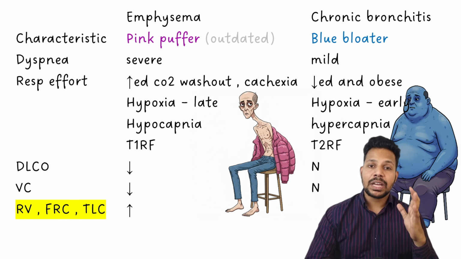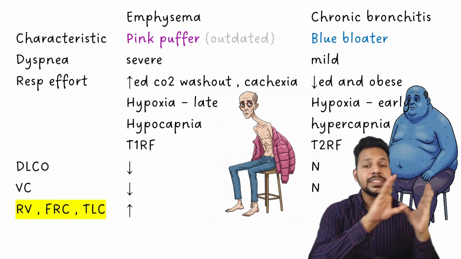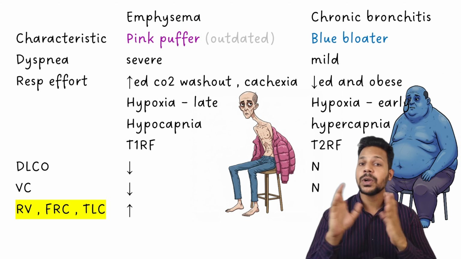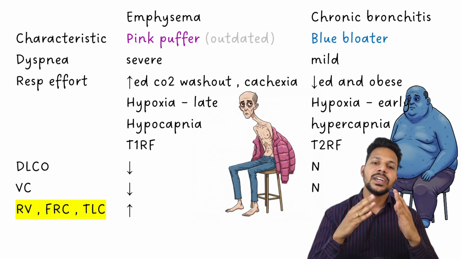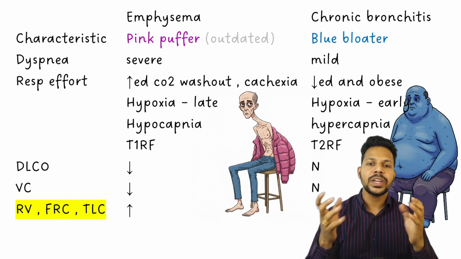So when we are talking about emphysema, we are talking about emphysema predominant COPD. When we are talking about chronic bronchitis, we are talking about chronic bronchitis predominant COPD. We are not talking about emphysema or chronic bronchitis alone in a real case.